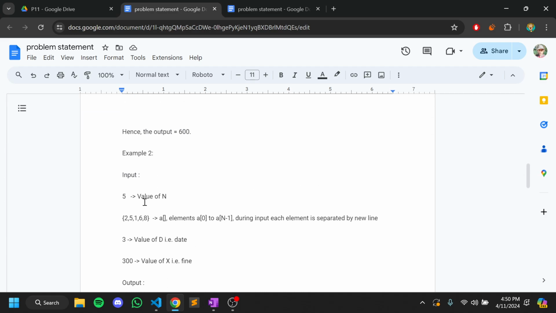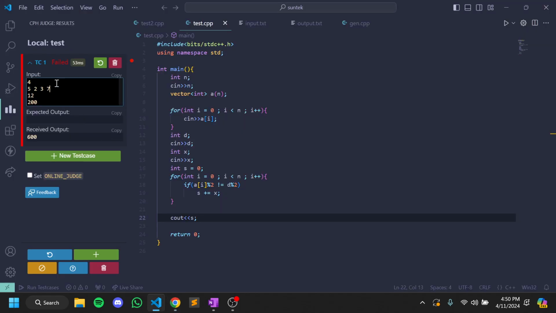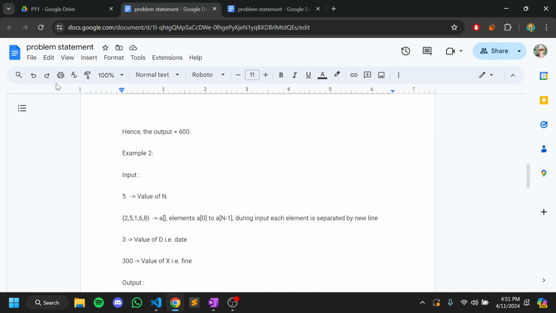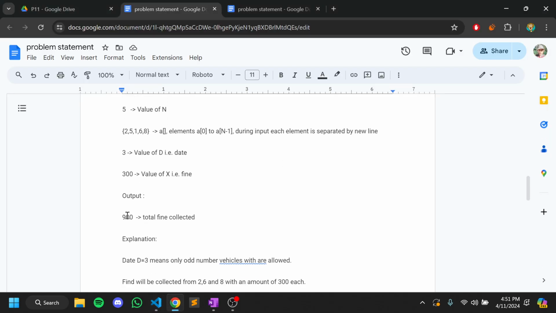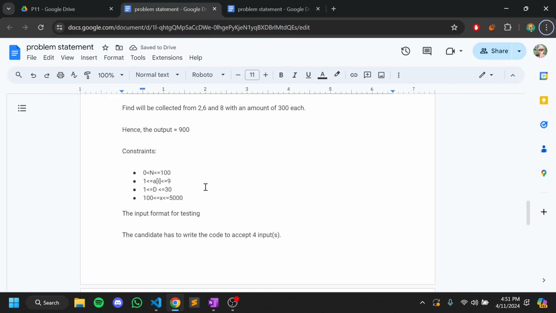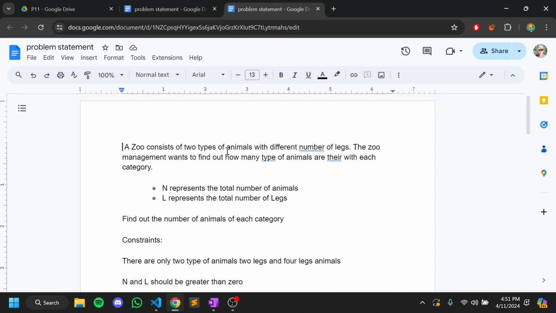You can also test another test case: 2 5 1 6 8, 3 and 300. Its solution should be the number of evens times 300, which means the answer should be 900, as expected. Our answer is 900. So yeah, a pretty straightforward question, nothing really much to talk about in this. So let's move on to the next problem.